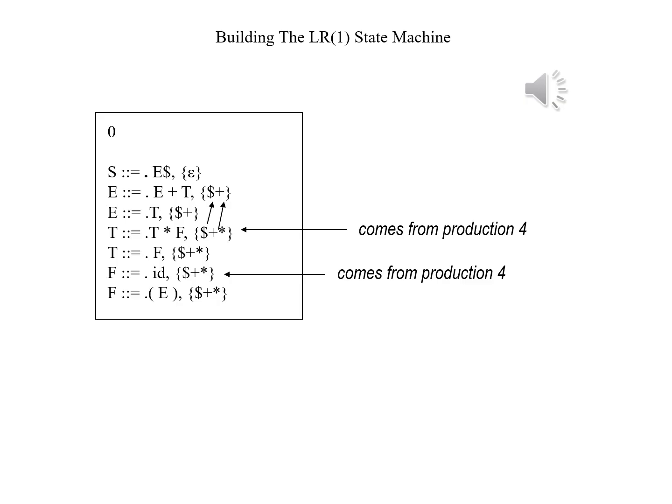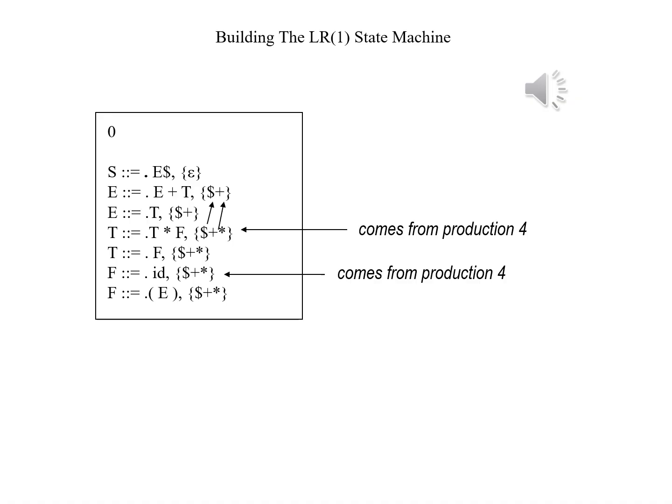Since we have the dot immediately before the T, we now need initial items for T. In two cases, the T is at the end of the right sentential form. So we will add the follow set of E to the follow set for T. In the third case, the T is followed by an asterisk. So we add this as well.